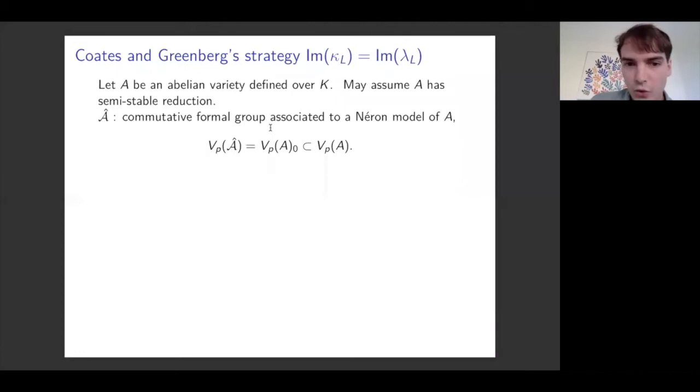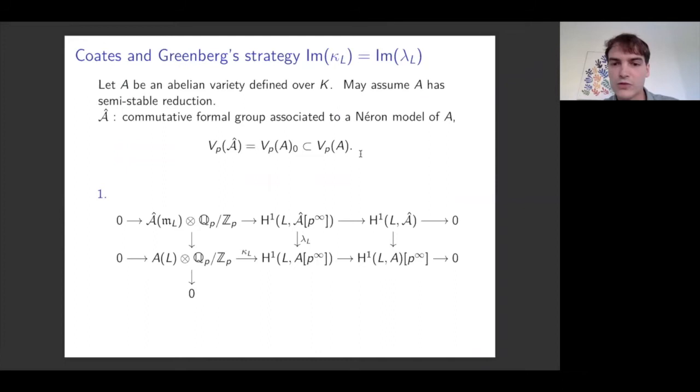And so now that we have this, we can consider the diagram which is central in this strategy and will be central in our strategy later on. So what is this diagram? The horizontal lines are the Kummer maps, the Kummer map for the Abelian variety and the Kummer map for the commutative formal group. And the vertical arrows are simply given by the inclusion. A few remarks: because the Tate module of the commutative formal group is exactly this V_p A0, now we have this map lambda L on the diagram. And so we can use this diagram to compare these two maps, the Kummer map and the lambda L map.